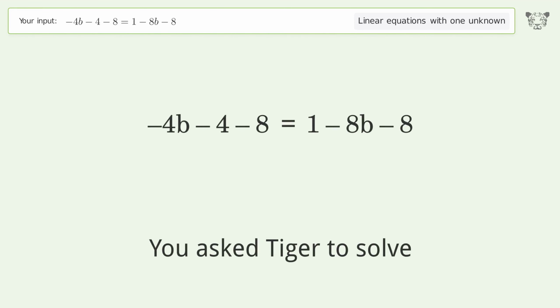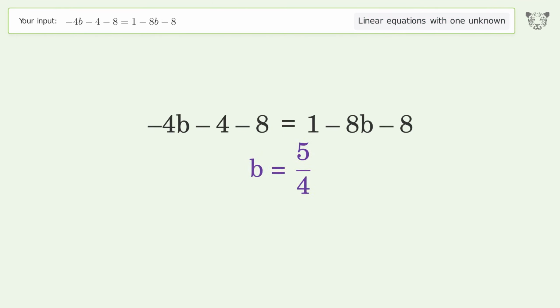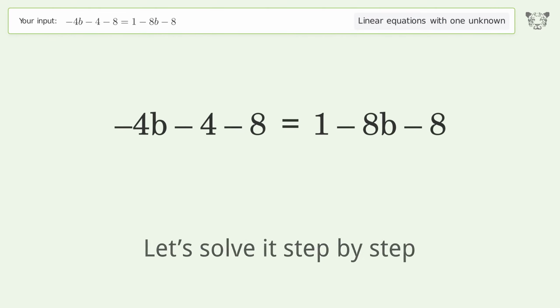You ask Tiger to solve. This deals with linear equations with one unknown. The final result is b equals 5/4. Let's solve it step by step.